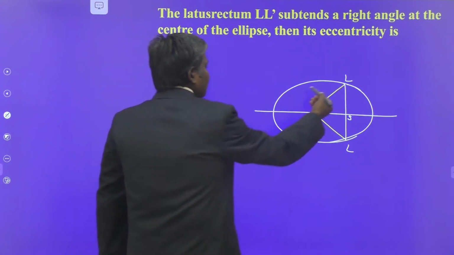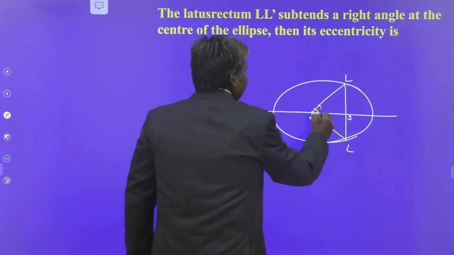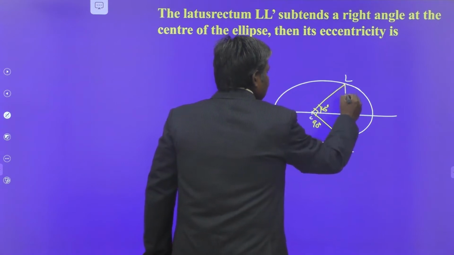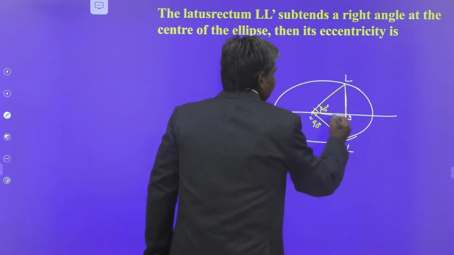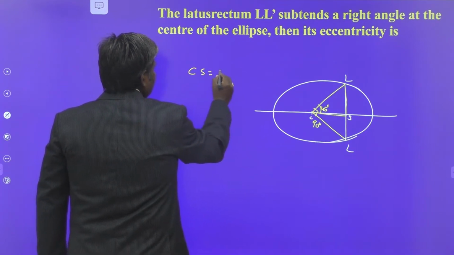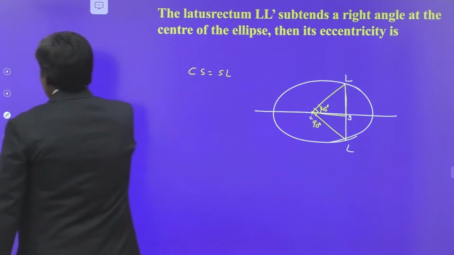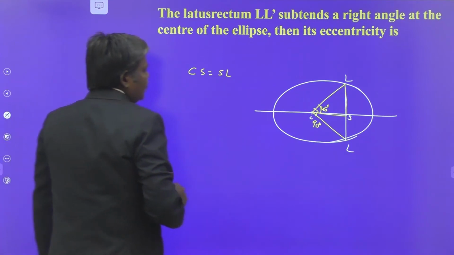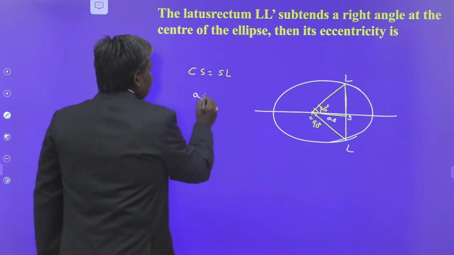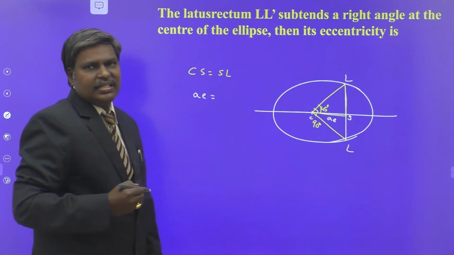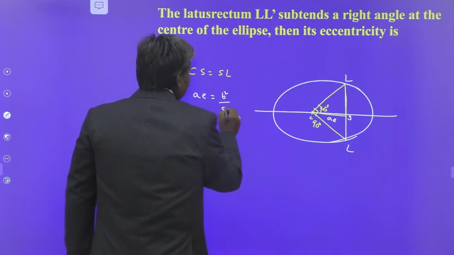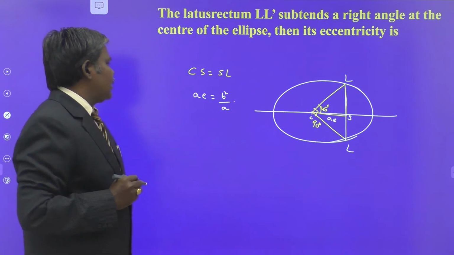Since the curve is symmetric about the x-axis, this angle is 45 degrees. That means the distance from here to here is equal to the distance from here to here: CS is equal to SL. What is CS? The distance from center to focus, that is nothing but AE. So AE equals SL. SL is the semi-latus rectum, which equals b square by a, so AE is equal to b square by a.